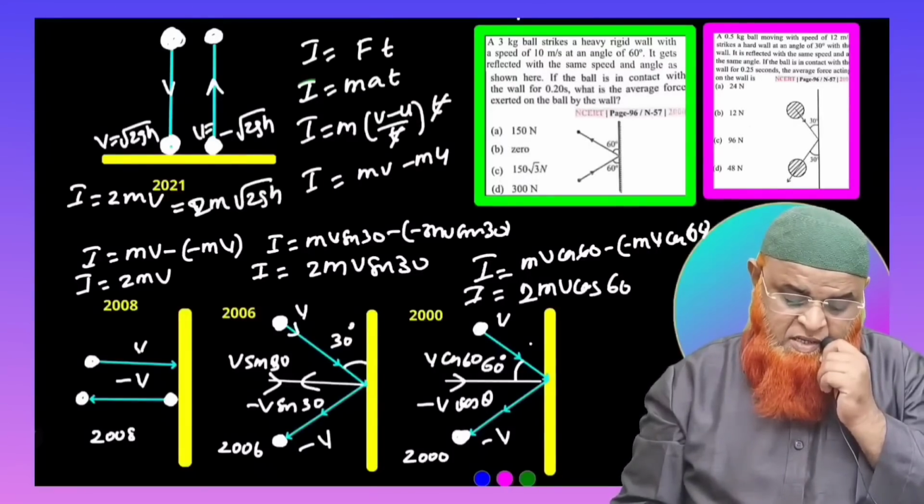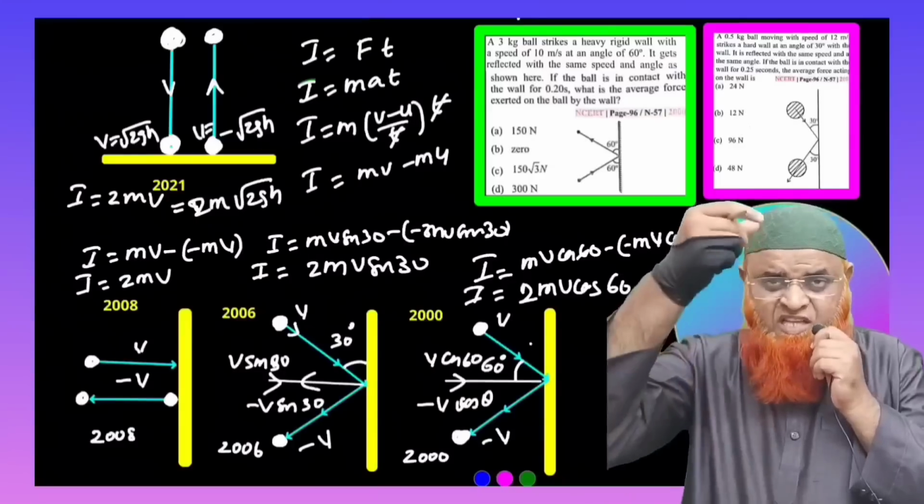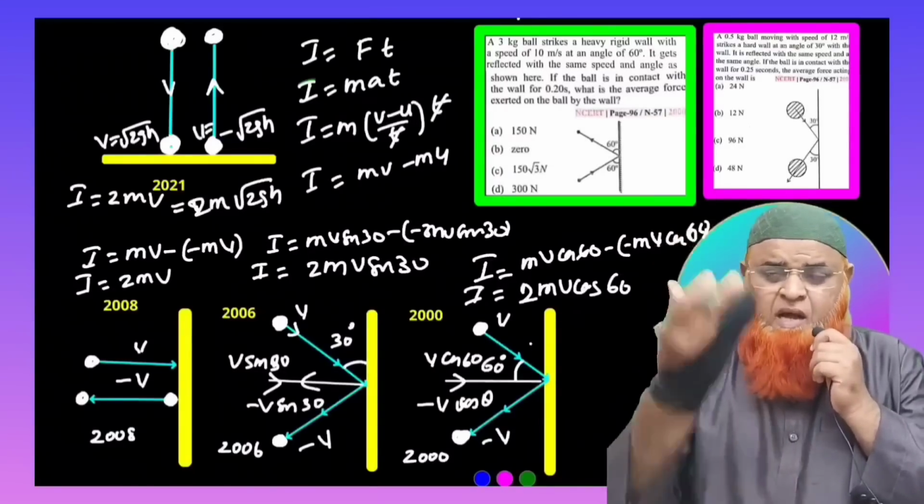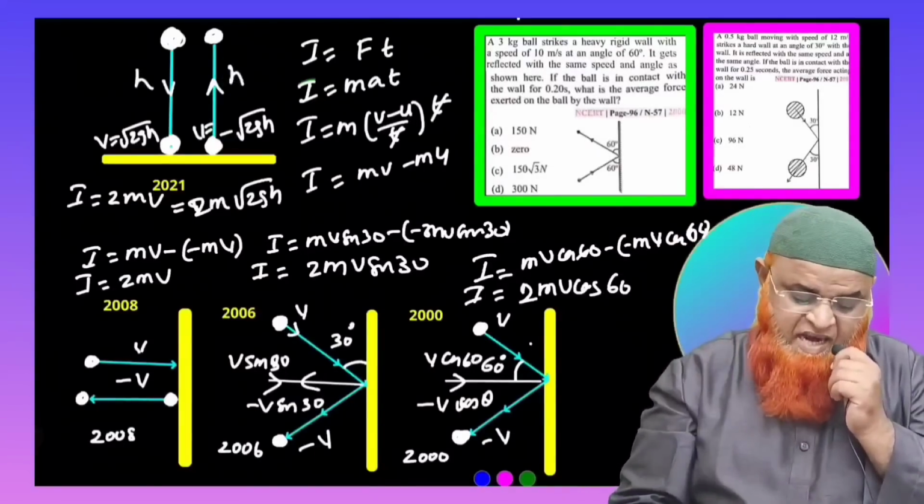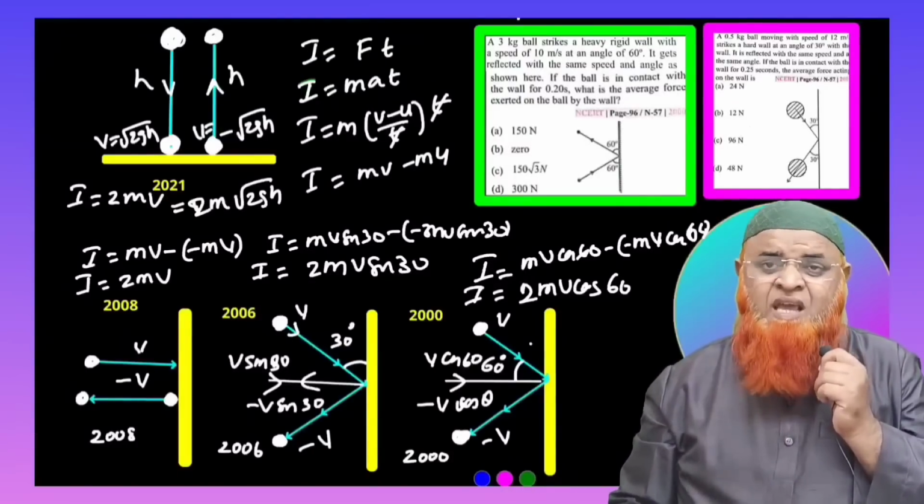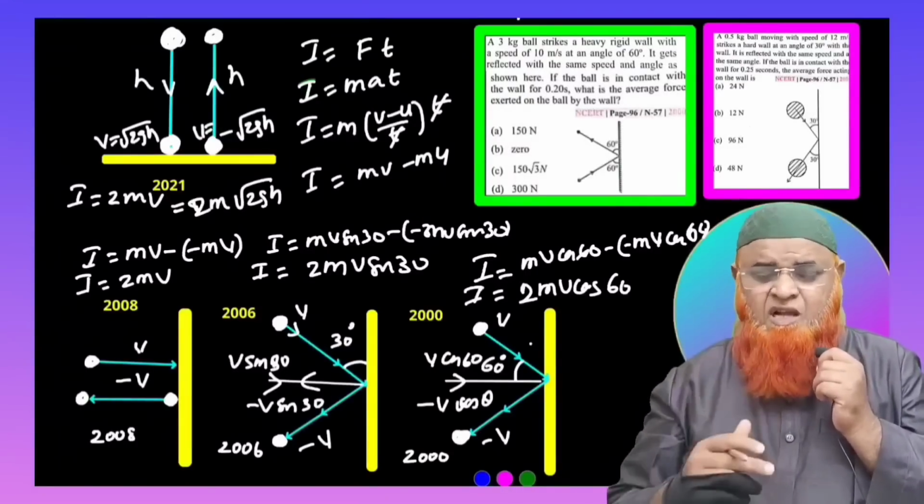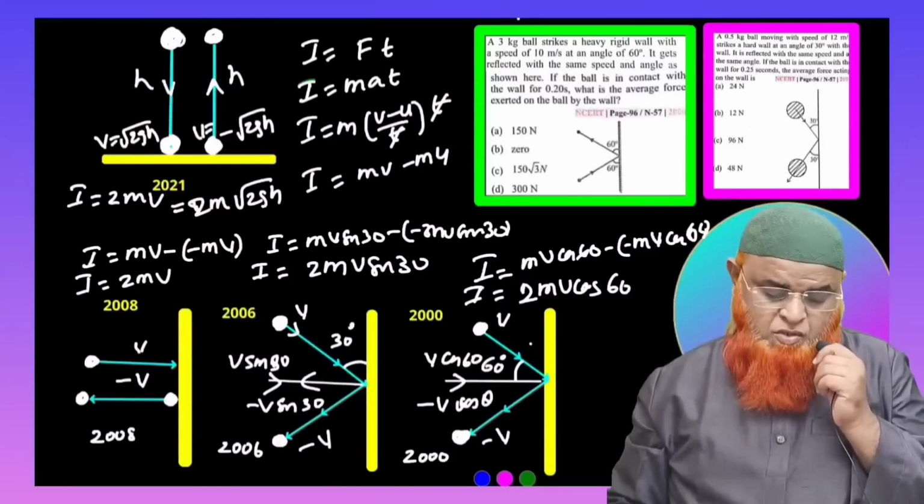V you can write as root 2gh, because velocity is considered as root 2gh. When you drop it and it rebounds back, then also it is taken as root 2gh, because it is dropped from the same height and it is rebounding to the same height again. So then you have to apply 2mv, where v is initially v, finally it is minus v, so it is going to be root 2gh.